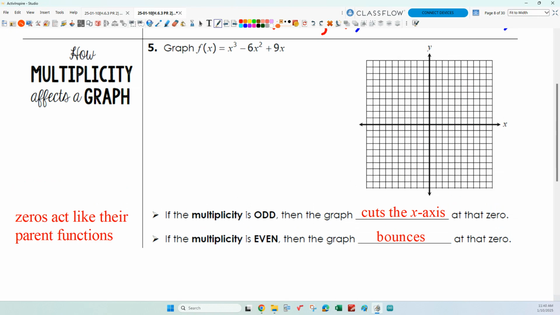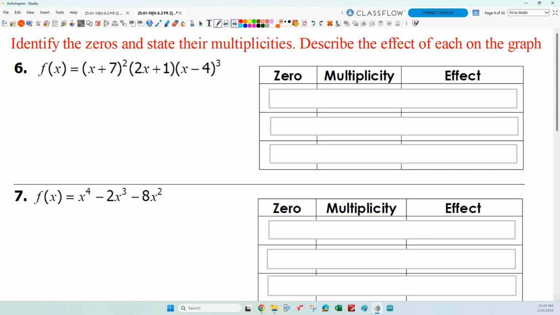So let's graph that one again. So it's got to do that. Okay? Now what's even cooler, and this is a higher concept, but I want you to be aware of this. Zeros always act like their parent functions. Okay, I'll show you what I mean by that. Let's take this example. We've got the function already in factored form.